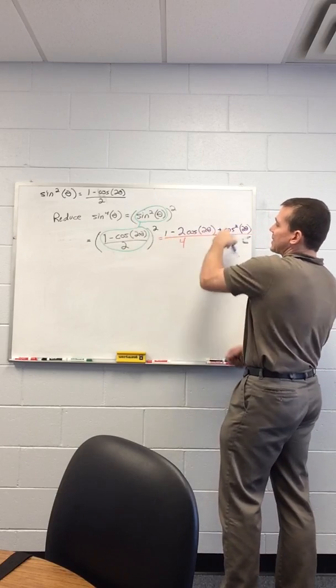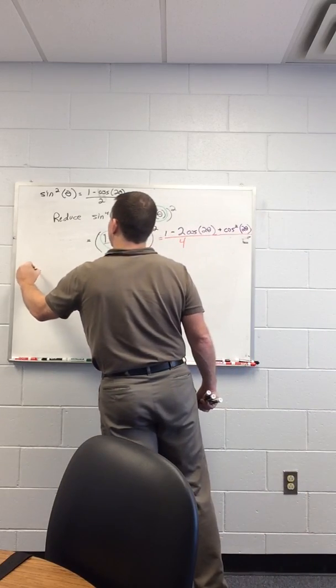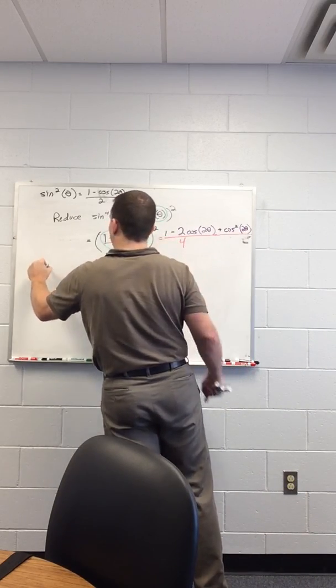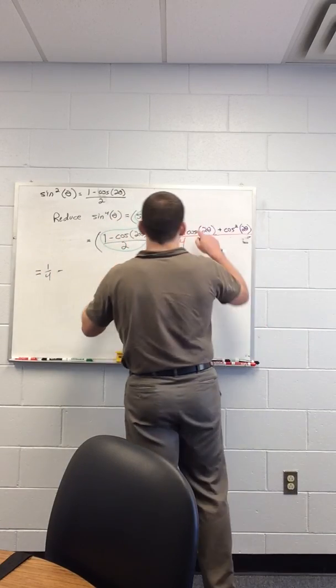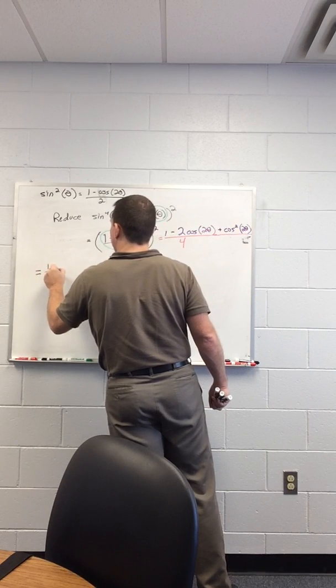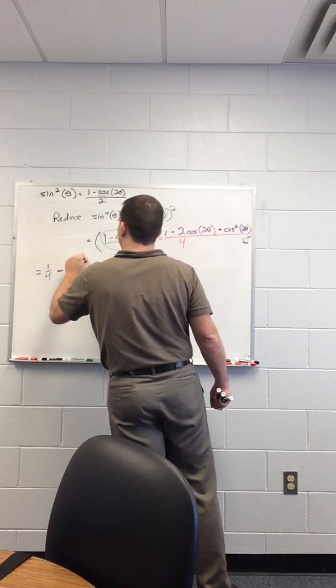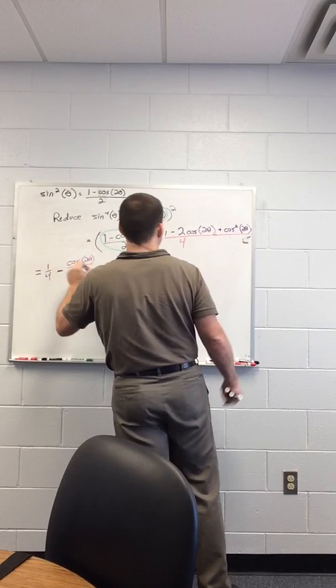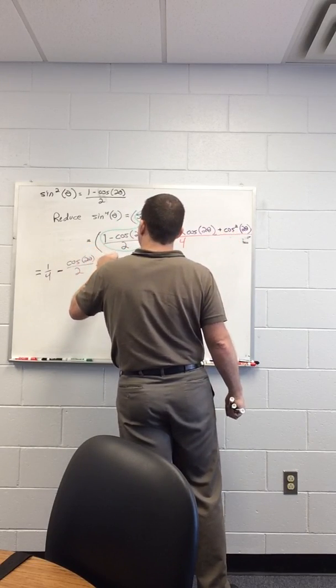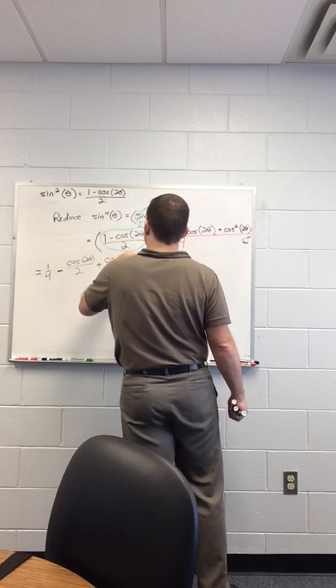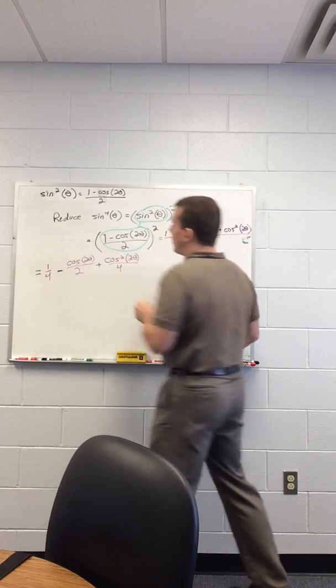But if I simplify this, I can break it up as 3 fractions. And I get 1 over 4, which is 1/4, minus 2 over 4, which is 1/2 times cosine 2 theta. So we'll just say cosine 2 theta over 2, plus, remember the 4 is over that, cosine squared 2 theta all over 4.